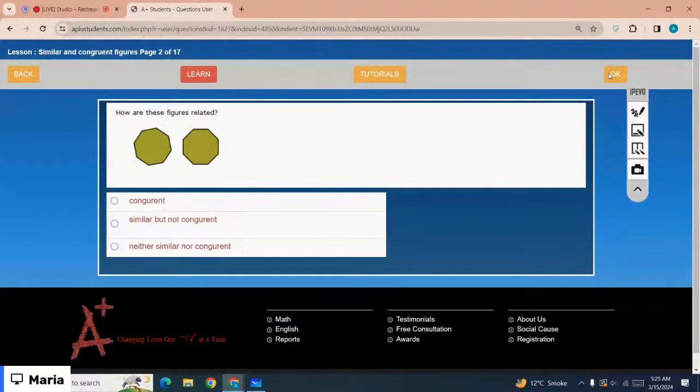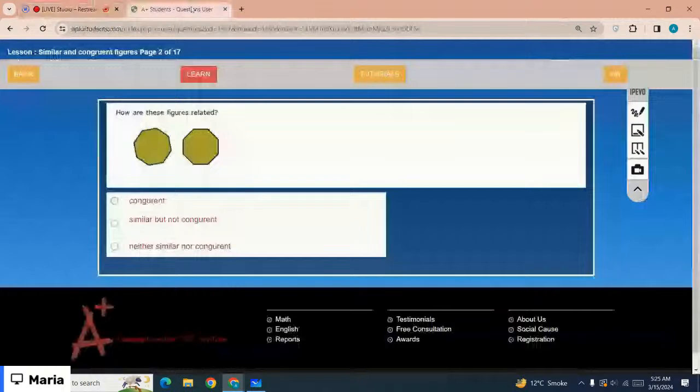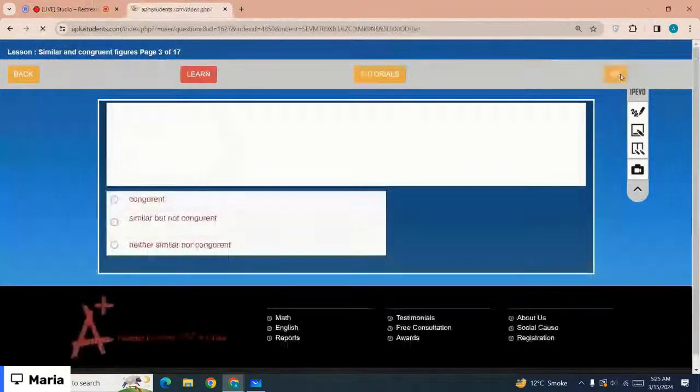How are these figures related? 1, 2, 3, 4, 5, 6, 7. 1, 2, 3, 4. They are similar. They are congruent, similar and congruent, right? Because their side lengths are exactly the same, so they are congruent. Can you hear me now?